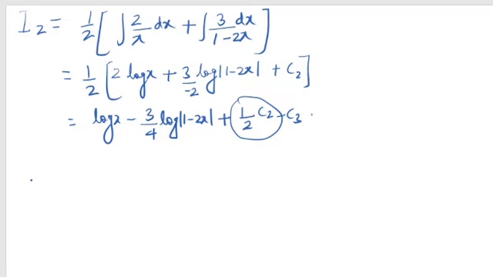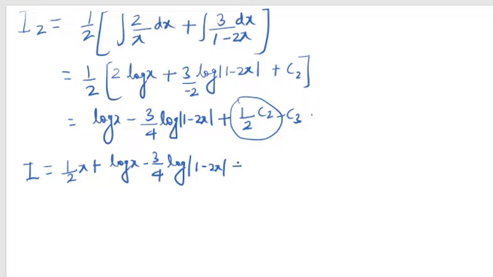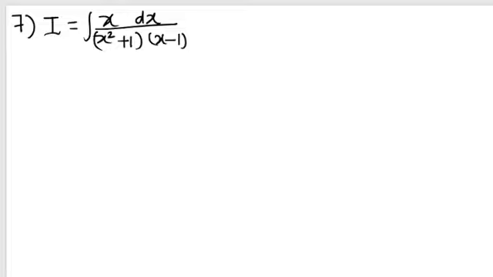So now we are going to write our final answer. I is equal to I1 plus I2. So I1 was I think 1 by 2x, and I2 is log x minus 3 by 4 log mod of 1 minus 2x, and c1 plus c2, or c1 plus c3 we can say, just capital C. So this is the answer of the question number 5 or 6. Now we are going to move on to the 7th question.